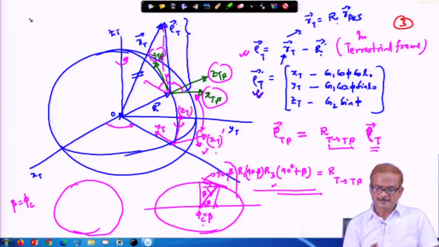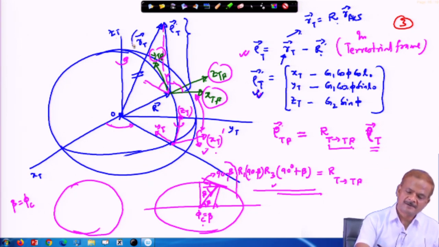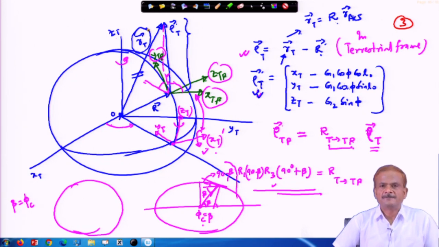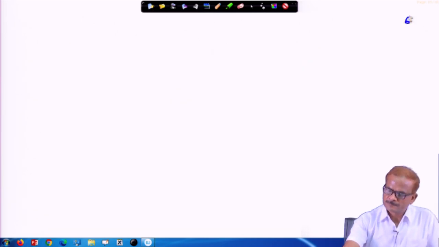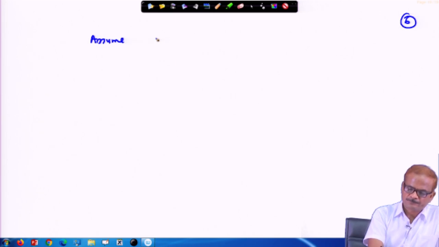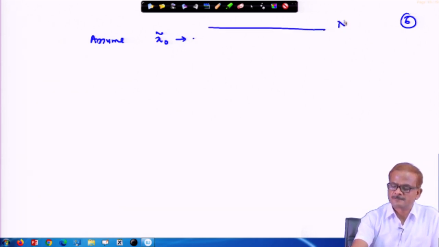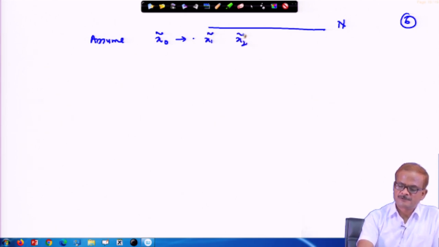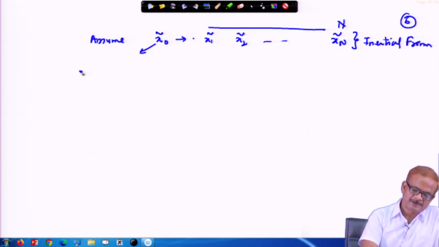So exactly what we are trying to do: we are in the inertial frame, the radius vector r_t here is shown in the terrestrial frame. If it is given in the inertial frame, I have to first convert this into the terrestrial frame, and from terrestrial I have to get to the rho dot, azimuth and elevation. So, the steps we are following: first, assume x tilde 0, and then propagate this state n number of times. You will get x_1 tilde, x_2 tilde up to x_n tilde, propagated in the inertial frame, and this comes from the inertial navigation system.